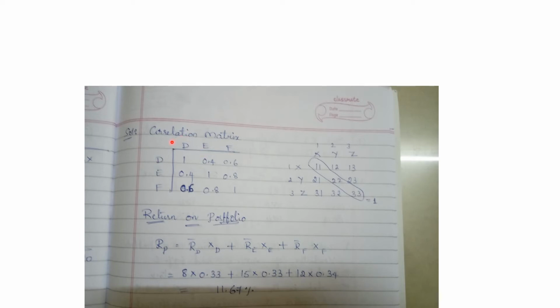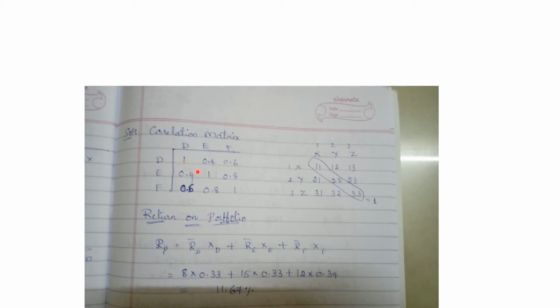So here you have to prepare the correlation matrix. So there just the relation between two securities are given. So that based on that you have to make the correlation matrix. So D, first stock with the first security, first with second and first with third. Same way second with first, second security with second security, second with third. So you have to prepare a matrix like this.